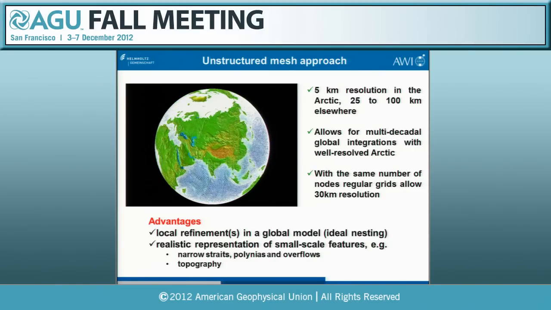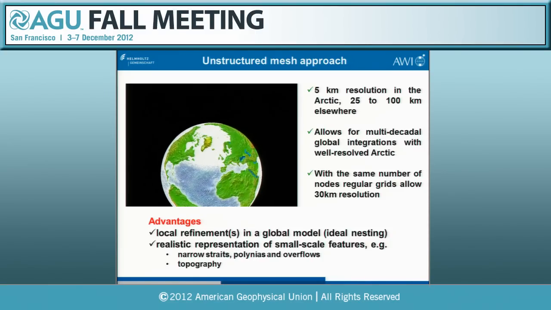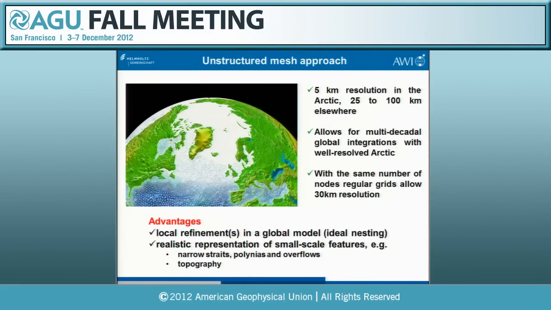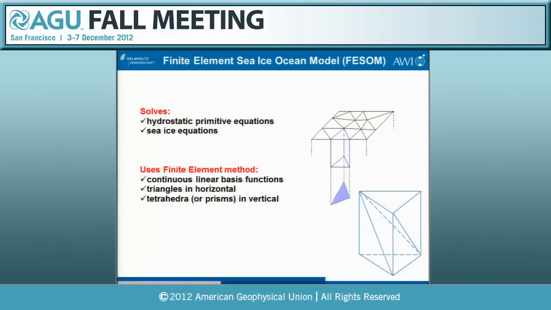The resolution is defined by the size of a triangle, and this allows us to refine the areas of particular interest and resolve narrow straits where it is needed. And at AWI, we have a model which supports such meshes. It has a name, the finite element sea ice ocean model, or just FESOM. Typical for any GCM, it solves hydrostatic primitive equations under the Boussinesq approximation and has an integrated sea ice module. On the other hand, we use the finite element technique to discretize the equations in the model domain, which is split into triangles at the surface and prisms or tetrahedra in the vertical. This is a discretization technique which allows for variable resolution and local refinement.